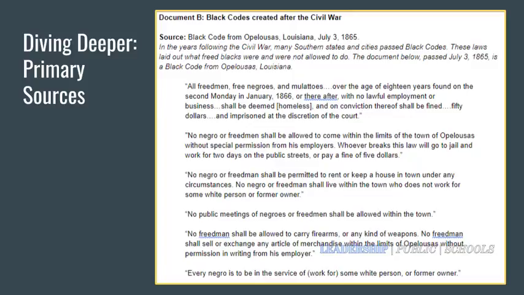No public meetings of Negroes or freedmen shall be allowed within the town. No freedman shall be allowed to carry firearms or any kind of weapons. No freedman shall sell or exchange any article of merchandise within the limits of Opelousas without permission in writing from his employer. Every Negro is to be in the service of or work for some white person or former owner.